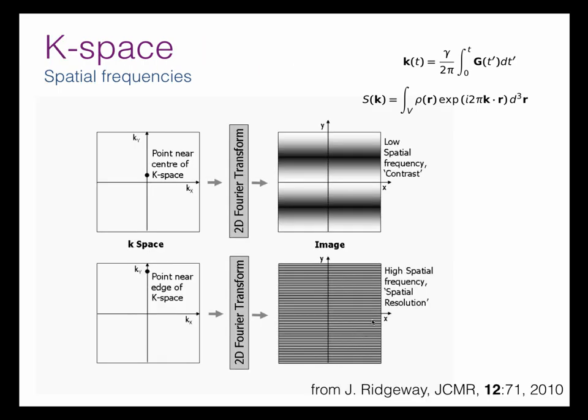Okay, so some other properties of k-space that are kind of interesting are that the data samples that we collect near the center of k-space represent essentially low spatial frequencies. So this is the k-space sample here, and essentially this reconstructs to a low spatial frequency. A point near the edge of k-space reconstructs to a high spatial frequency. And as you go in different directions, these patterns change orientation as well. Okay.